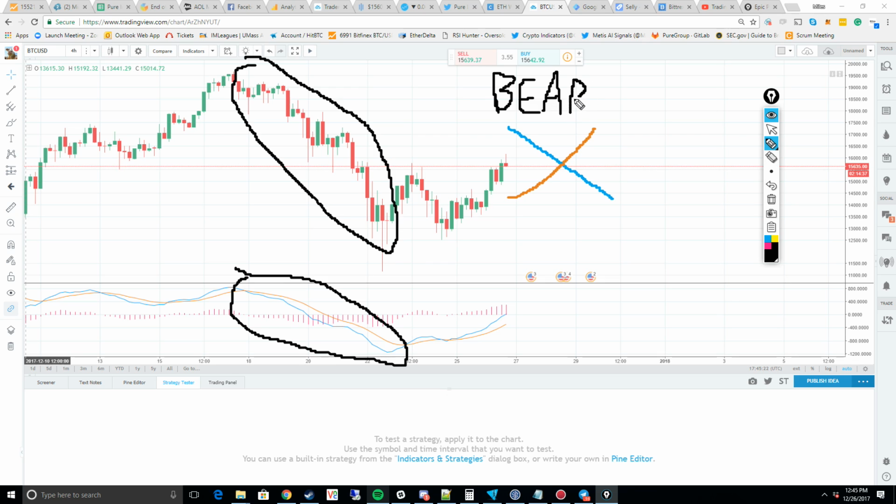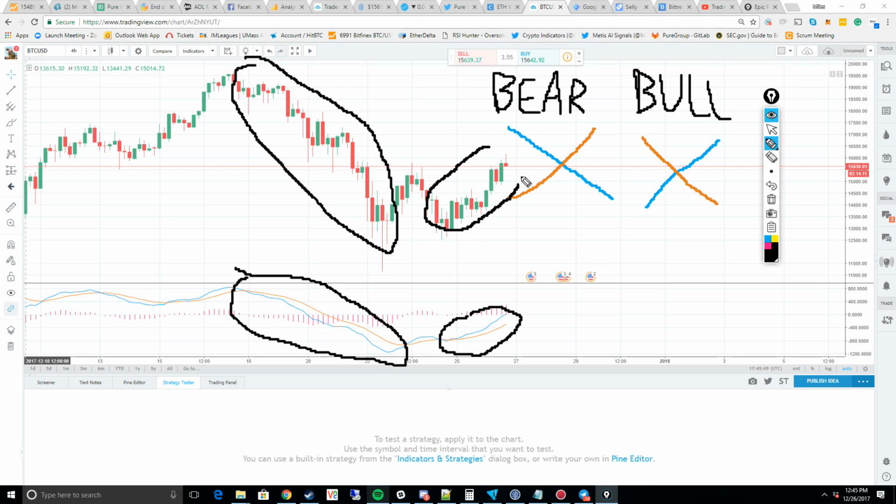Sorry, correcting that. This would be a bullish crossover. So we got the blue line going up, and we got the orange line going under. So we can see an example here where there was a crossover in which the orange line is now going under the blue line, and we see Bitcoin rising.